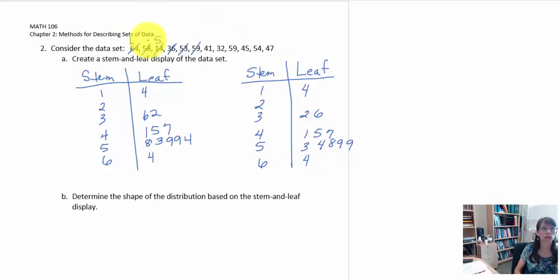If I were to answer part B about what shape the stem and leaf display has, I would try to draw a nice smooth curve over the data. And I can see that that is definitely mound shaped. So when you're drawing your stem and leaf display by hand, we are not drawing any horizontal lines between these stems and we're not using any commas in between the digits for the leaves.